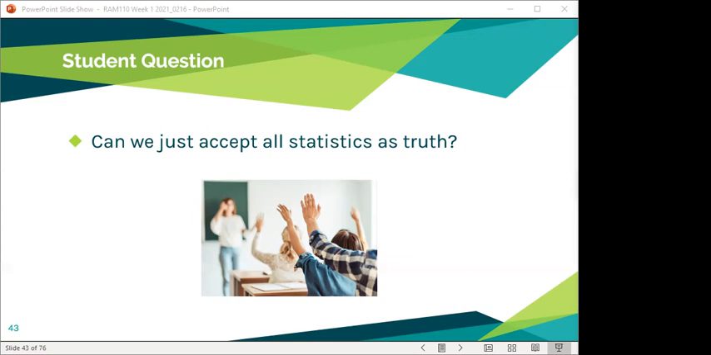Well, Donna, what if we had more data? What if we had all the data? What if we had the data and the statistics? Should we just accept it as truth? Okay, somebody gives us data, somebody gives us statistics. Should we just accept it as truth?